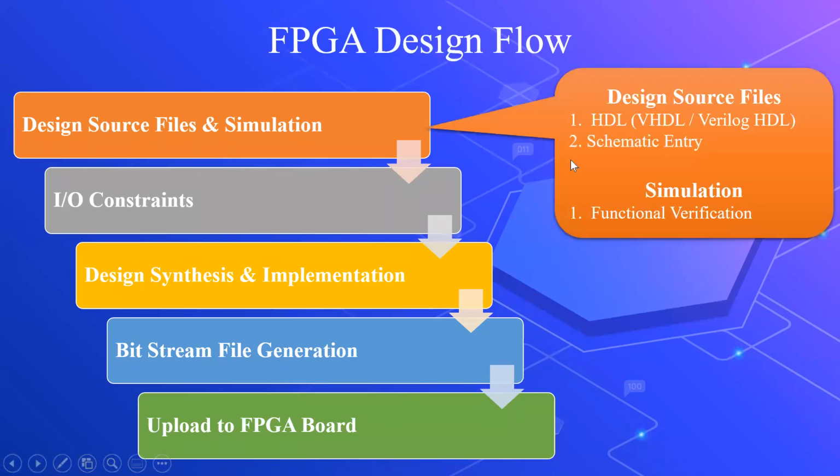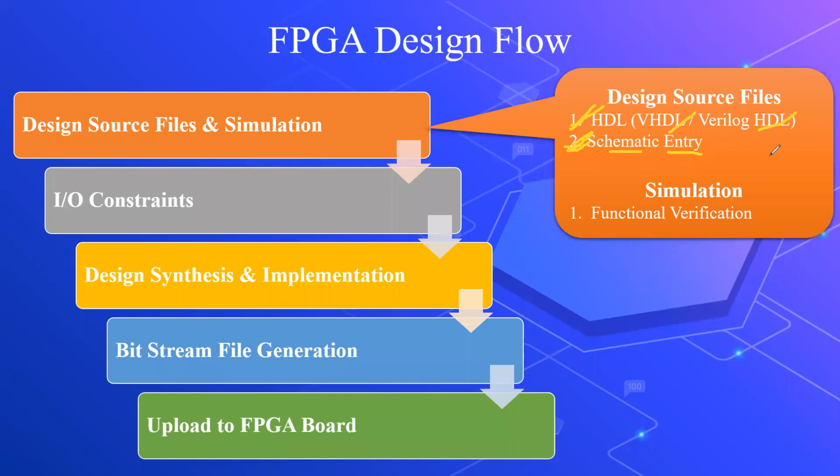Let us see the first step. We have to design the source files by using VHDL or Verilog HDL. First one VHDL, second one Verilog HDL. Here, the second one is a schematic entry. We can write the hardware description language by using two languages, and not only by writing the code, we can design schematic entries. That means we can drag and drop the different types of predefined blocks. With that also, we can design the source files.